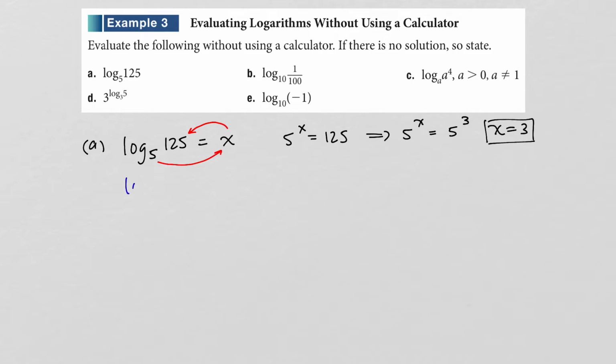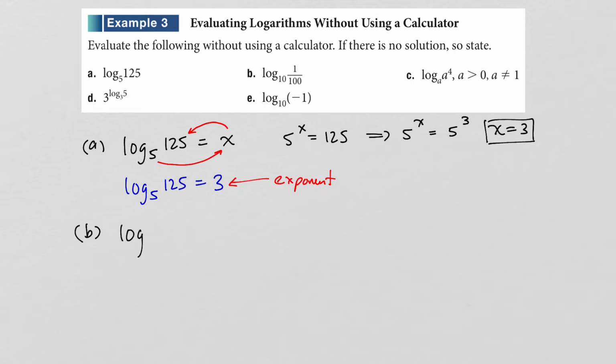So in other words, log base 5 of 125 must be 3 because 5 to the 3rd power is equal to 125. So to get more of an intuitive sense of logarithms, logarithms simply focus on the exponent. So the 3 over here is the exponent required of 5 to get 125. Let's take a look at the next one.